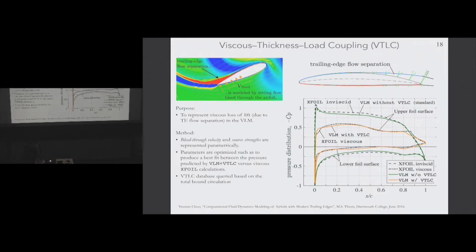If you want to crack open the hood and see how this works, the way we're going to do this is represent that bleed-through velocity and also the source strengths in this vortex lattice method parametrically. We're going to do that using B-spline curves.